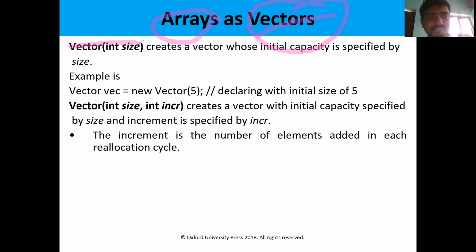So Vector(int size) creates a vector whose initial capacity is specified by the size. So this is the syntax for creating a vector. Class name Vector, object name vec is equal to new Vector of size 5.